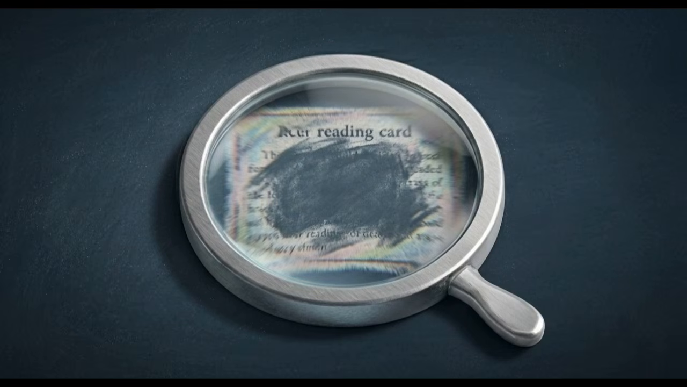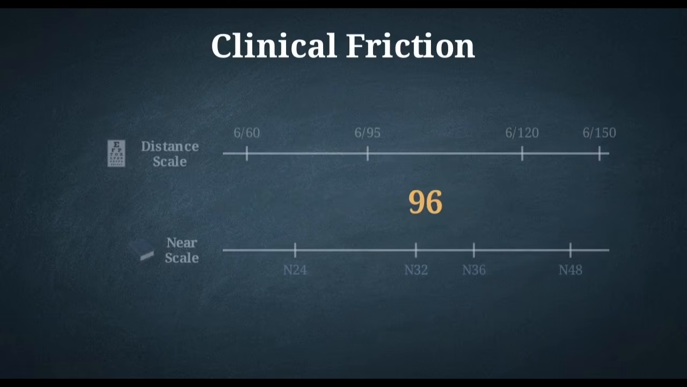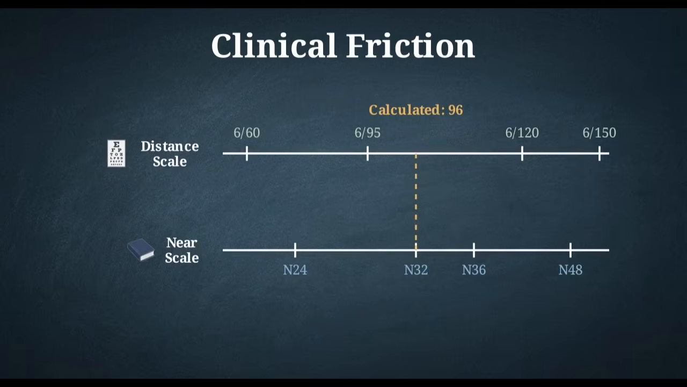If the patient's actual near vision falls short of this prediction, it immediately signals clinical complications like visual field scotomas or poor contrast sensitivity. Mathematical calculations rarely yield perfectly clean numbers. The exact values we calculate often fall in between the standard print sizes available on clinical near vision charts. A calculated denominator of 96 does not exist on a standard chart. The clinician rounds to the nearest standard line, which is 6/95.